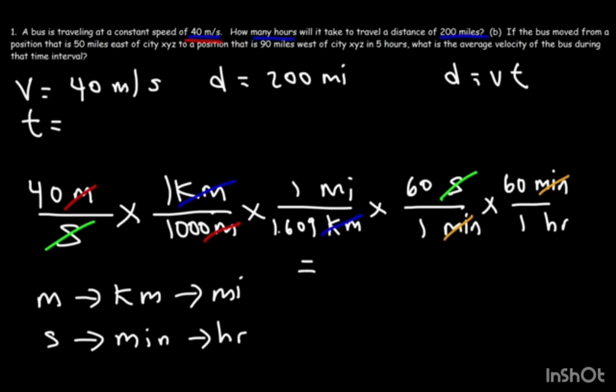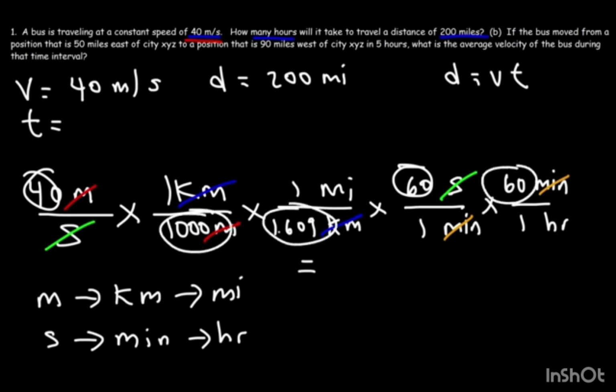So now let's do the math. We're going to multiply by all the numbers that are on the top, but we're going to divide by the numbers on the bottom. So it's going to be 40 divided by 1,000. Take that result, divide it by 1.609, and then multiply that by 60, and then by another 60.